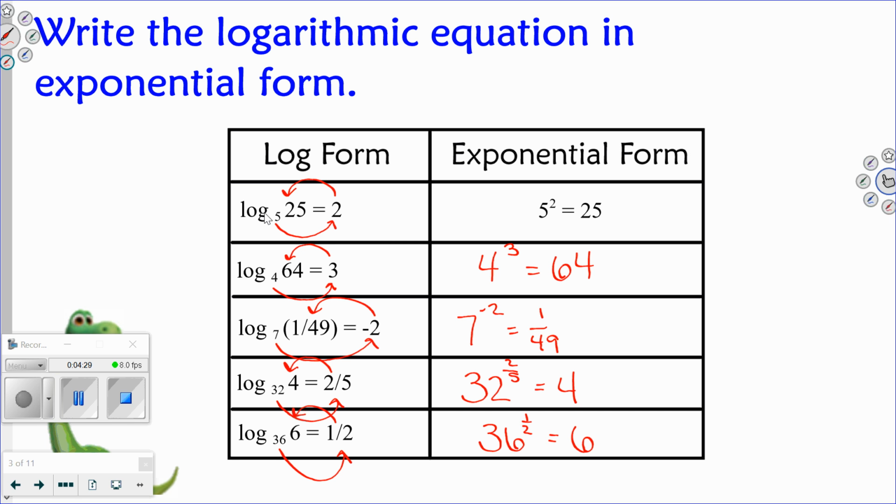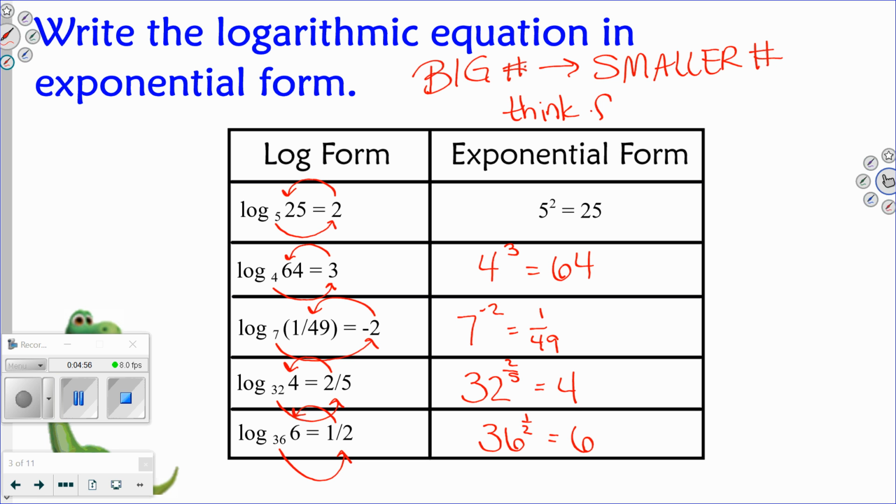What's the 1/2 do? That's a square root. Yeah, so if you're going from a big number, make a note of this, guys. If you're going from a big number to a smaller number, what has to be happening? You have a root going on. So your exponent is going to be a fraction. So you have to think fraction.